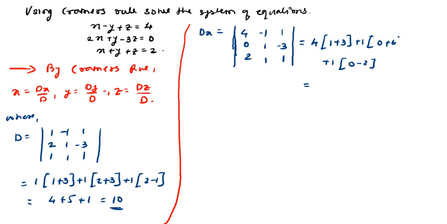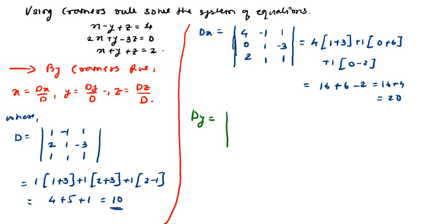So this will be 4 into 4, that is 16. This will be 0 plus 6, which is 6 into 1 is 6. This will be minus 2. So this will be 16 plus 4, which is equal to 20. So we got the value for Dx. Now we will get the value for Dy.